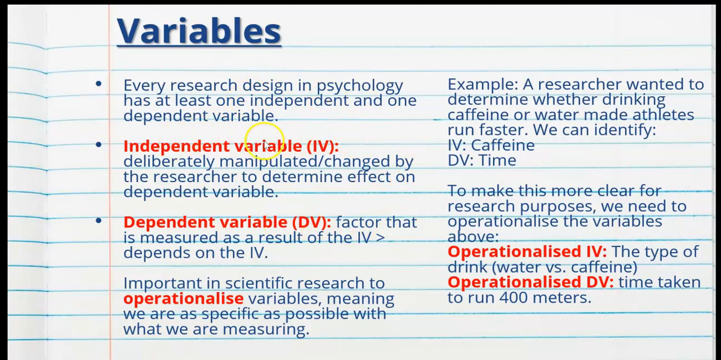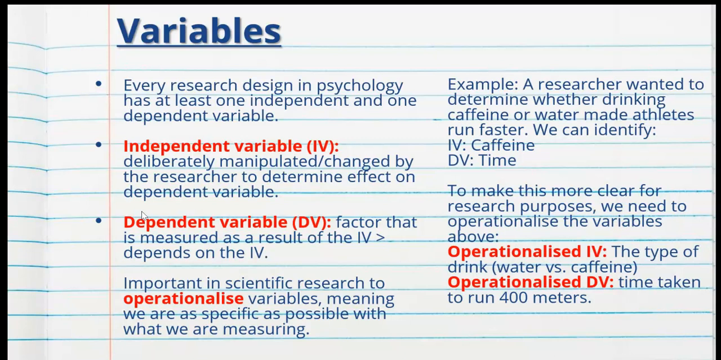So the independent variable, or IV, is the factor that is deliberately manipulated or changed by the researcher to determine the effect on the dependent variable. An easy way to remember the independent variable: I, what do I, as the researcher, have control over? What am I in control of? What am I manipulating? Whereas the dependent variable, or DV, is the factor that is measured as a result of the independent variable. It depends on the independent variable, hence the term.